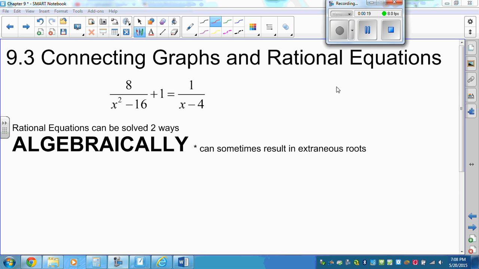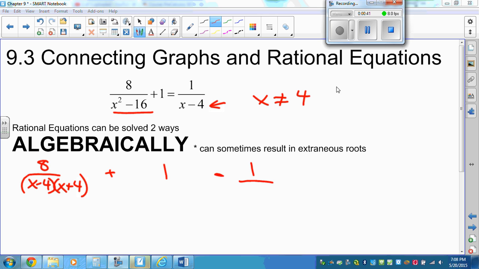Okay, so first of all, let's look at this guy here. What are the non-permissibles? Well, I can see that x cannot equal 4. This guy here is just x minus 4, x plus 4, the difference of squares. Because of this factor right here, I also know that x cannot equal negative 4. So those are my non-permissibles.